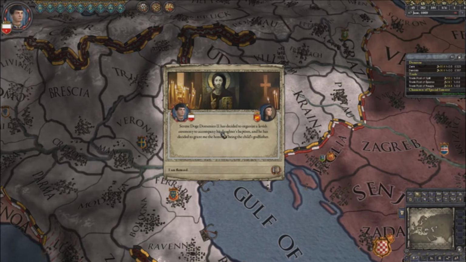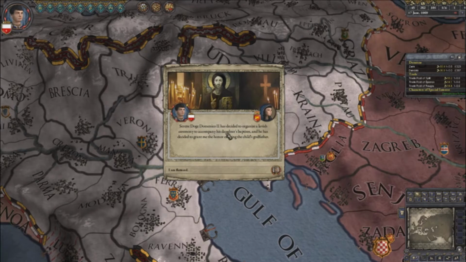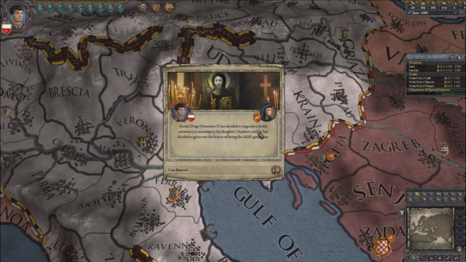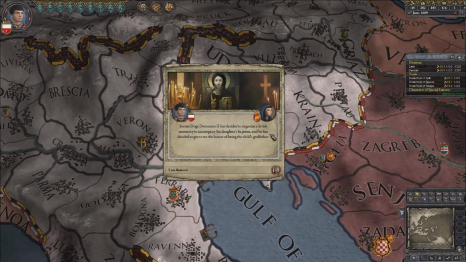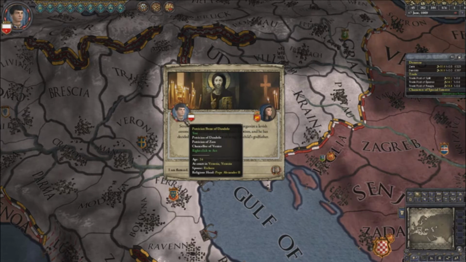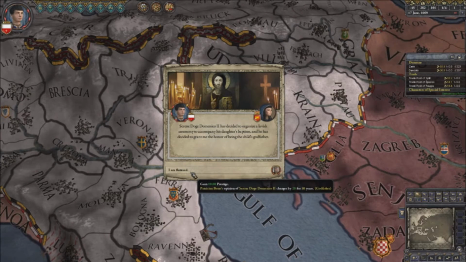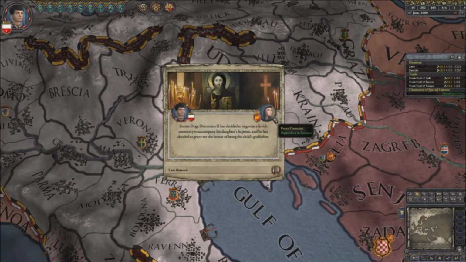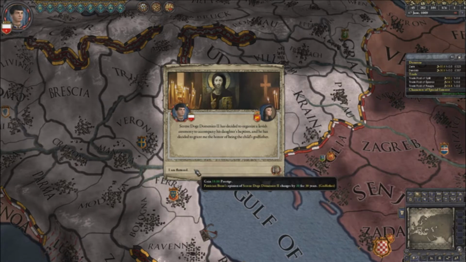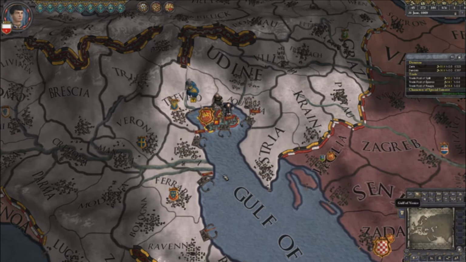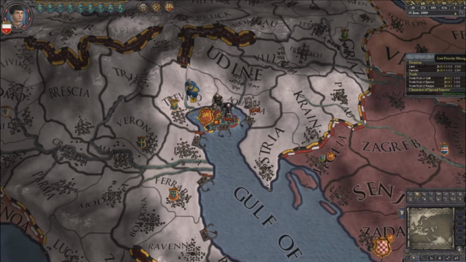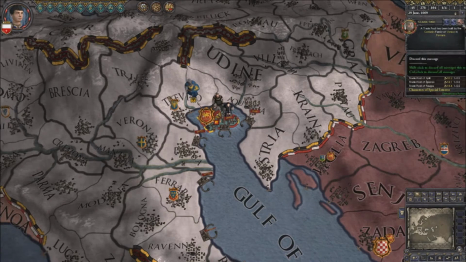Anyways, event time. The Doge has decided to organize a lavish ceremony to accompany his daughter's baptism, and he has decided to grant us the honor of being her godfather. That is so nice. So we are now the godfather of the Doge's daughter. Very nice indeed.